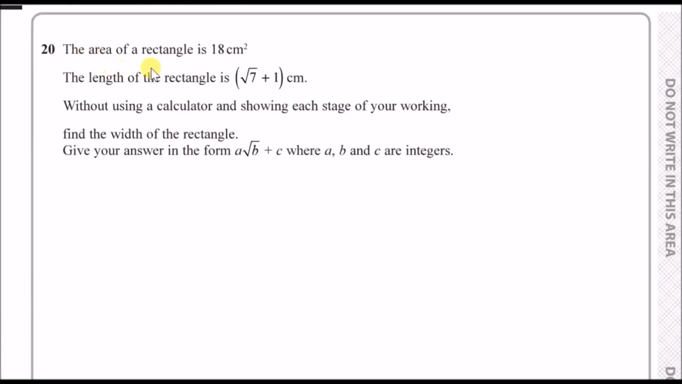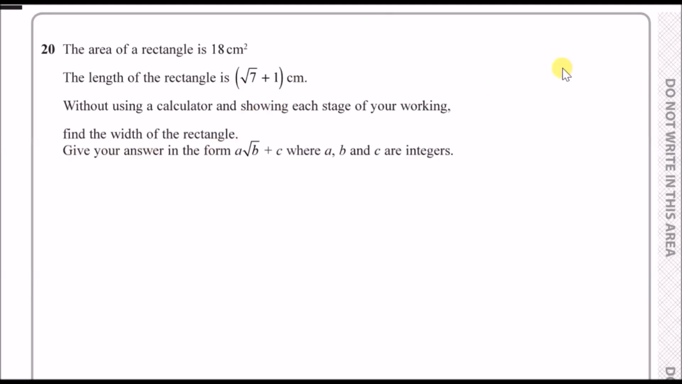All right, 20. So the area of a rectangle is 18 centimeters squared. The length of one of its sides is root 7 plus 1 centimeters. Okay, so you've got surds here. Without using a calculator and showing each stage of your working, find the width of that rectangle.